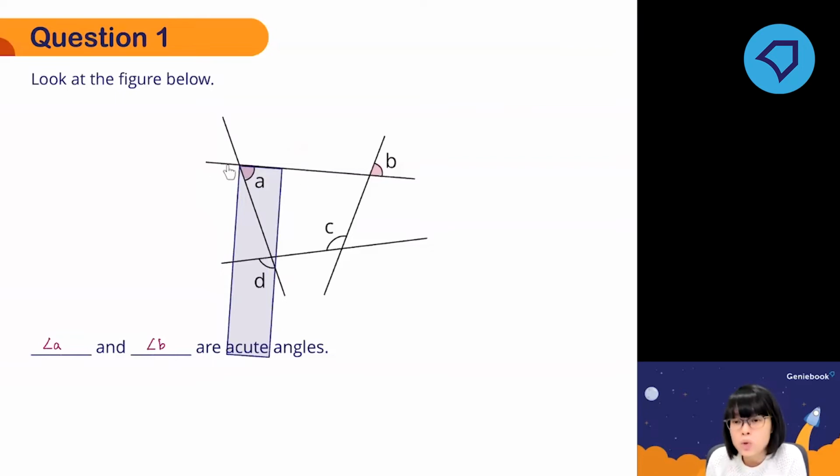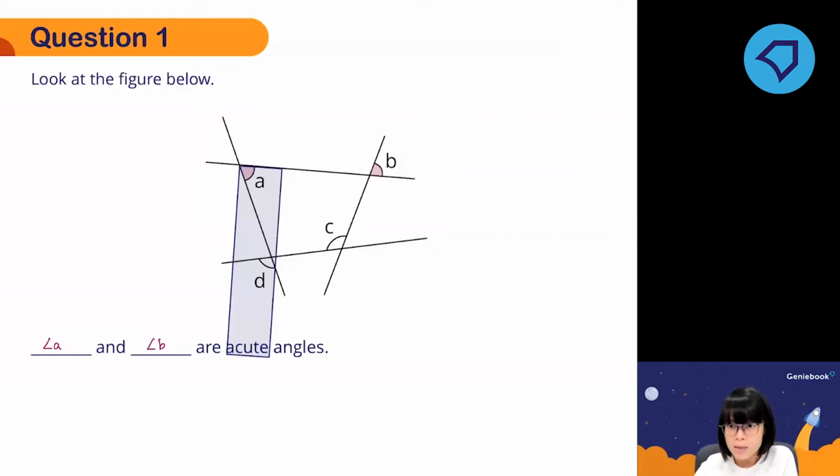You must align it to one of the lines. Then, what do you notice? You notice that the other line goes into the ruler, meaning this angle is smaller than 90 degrees. Can you see that? It is smaller than 90 degrees.